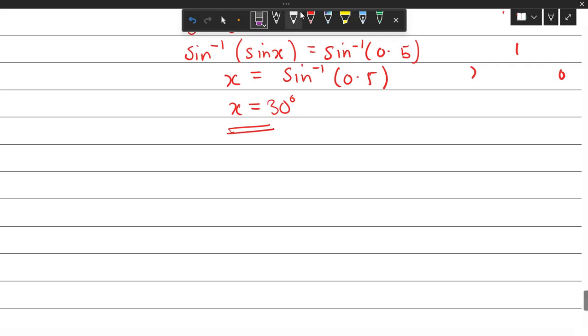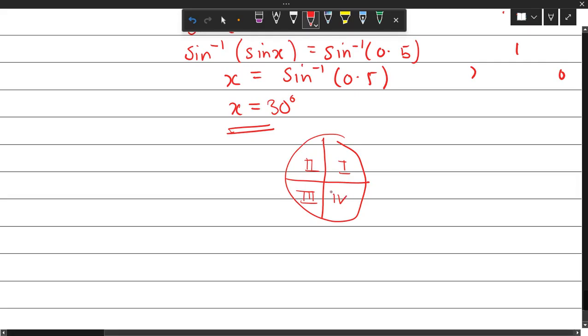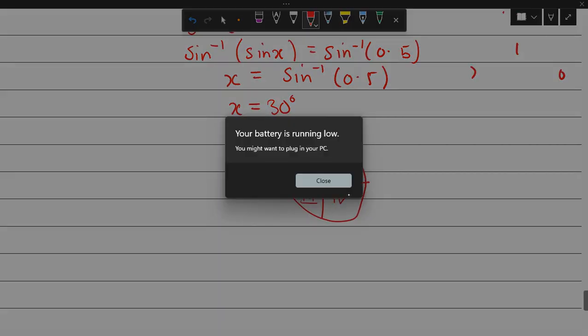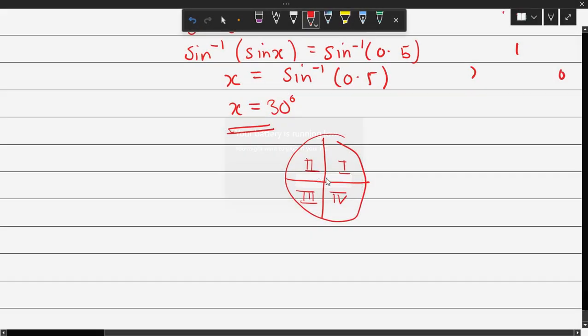So I'll just quickly show you something, guys. I'll draw something here. Let's say we have a circle, and this circle is divided into 4 equal sides. So we have quadrant 1, quadrant 2, quadrant 3, and quadrant 4.